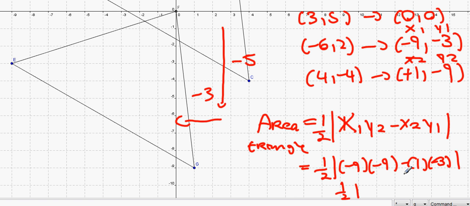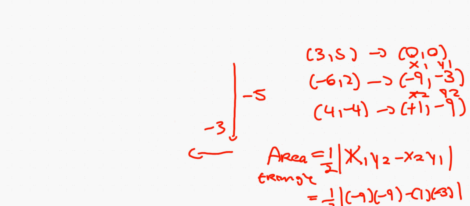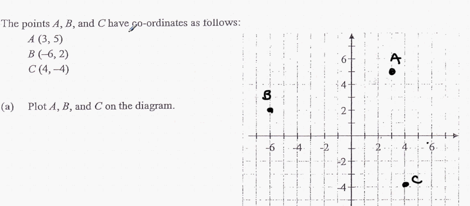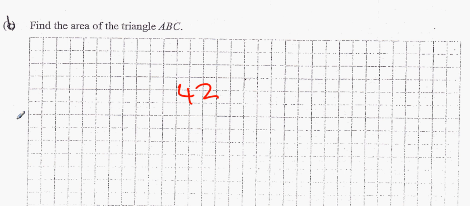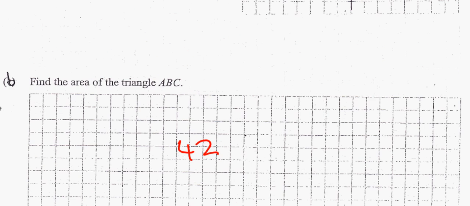81 plus 3 is going to be 84. Now, if that was minus 84, the two lines means you always take a positive value. So the area of this triangle is going to be equal to 42. Now, just going to scroll back to the question. We know that the area of this triangle is 42. We're just after working that out. So we're on to the next question.